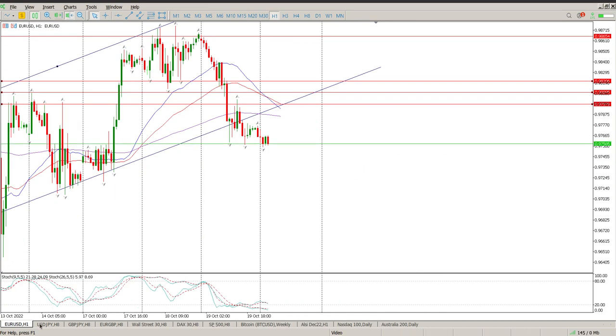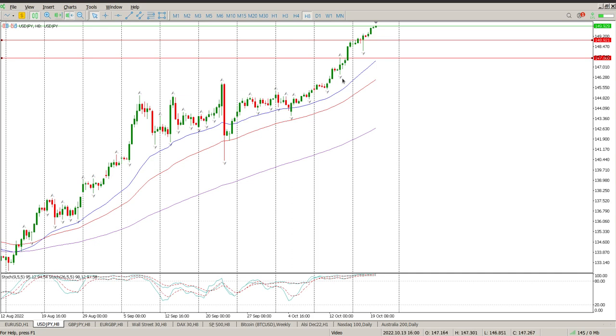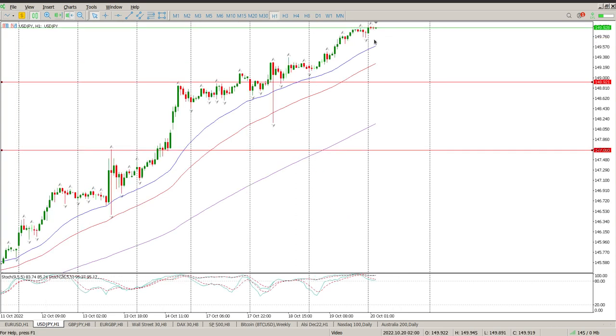So Euro USD is looking for a short on the pullback, the retest of these breakouts that are happening right now. Moving on to US dollar Japanese yen, this is still a runaway train, pretty much just going in one direction, and still no opportunity for me to jump in based on my strategy.